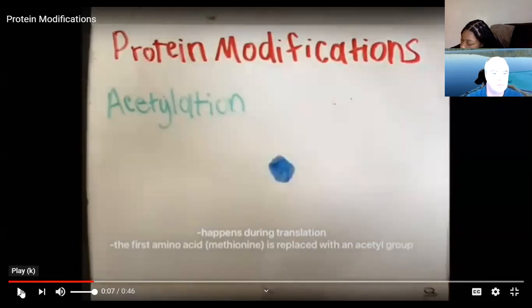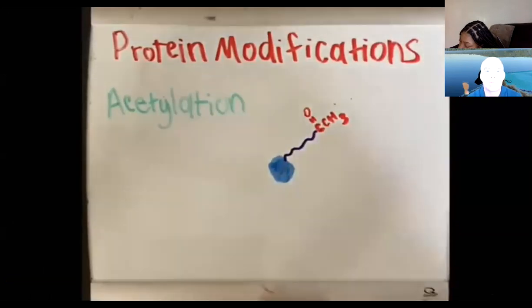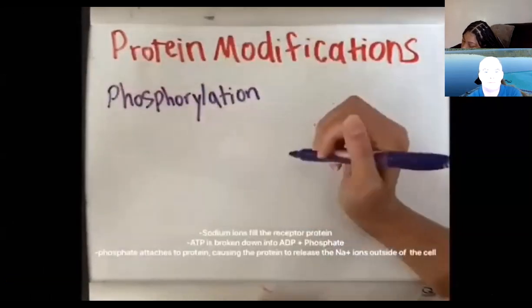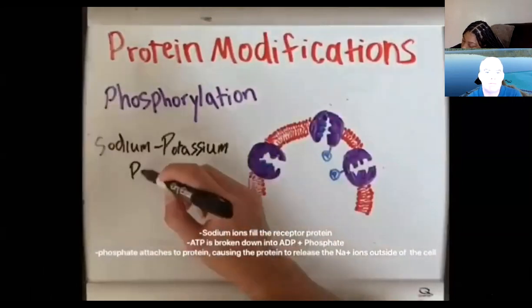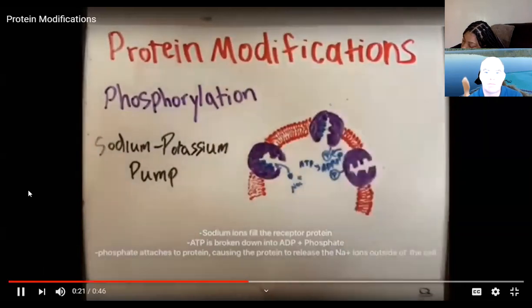Turning my volume up. And prepare genetic material. The next modification is phosphorylation. This happens in the sodium potassium ion. This is important for regulation of protein synthesis.